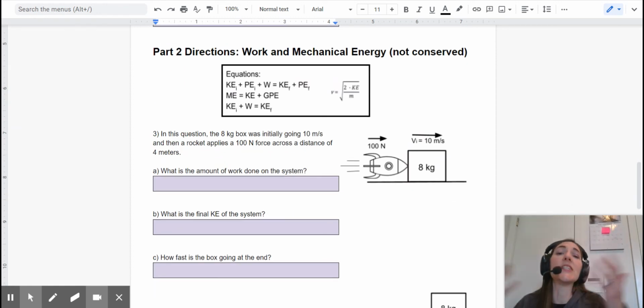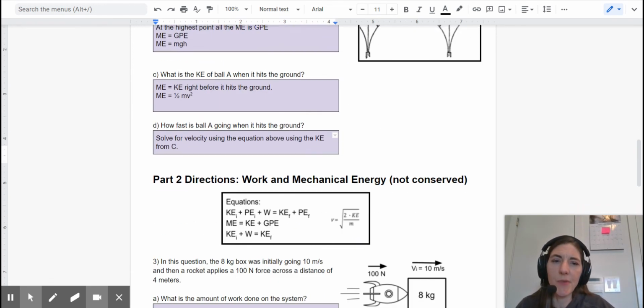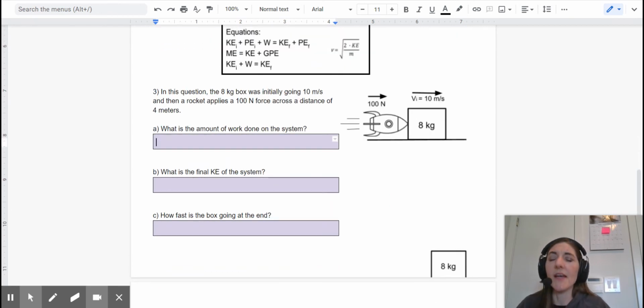Now, this one is where you actually have work involved. So work is involved in this case. Now, I'm not giving you the answers to these problems, I just give you some hints. Okay, so in this question, we have an 8-kilogram box that was initially having a velocity of 10 meters per second, and then a rocket applies another force for 4 meters. What's the amount of work done in the system? Well, this is super duper easy. I'm just going to give you an equation. Work equals F times D. Figure that one out.